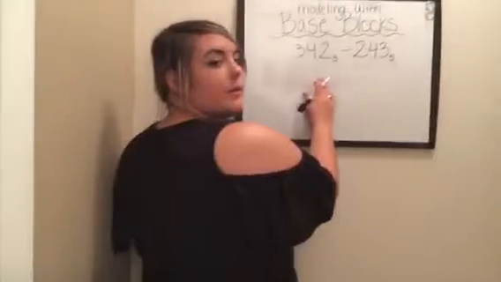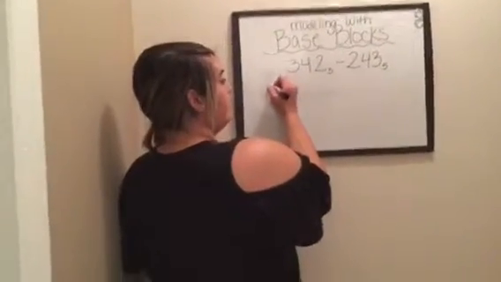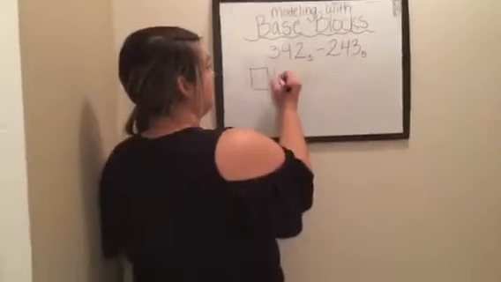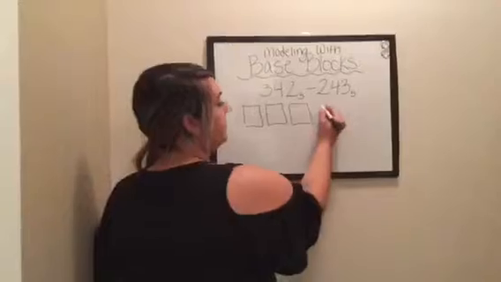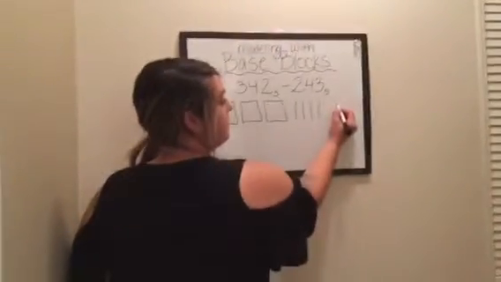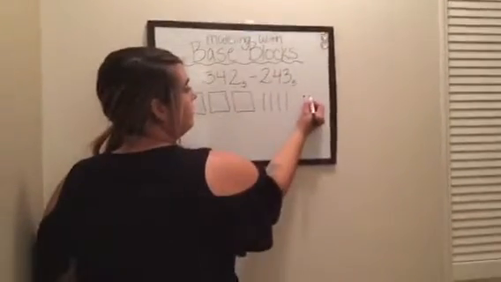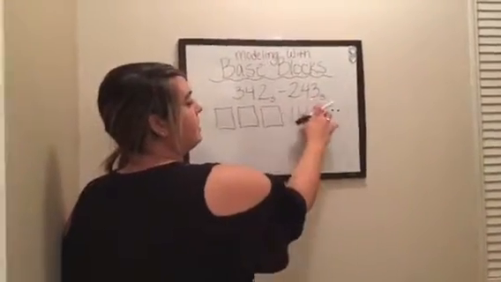In this example, we'll be subtracting two numbers with a base of 5 by using base blocks. We take the larger number and represent it with base blocks. So this means we have 3 flats, 4 rods, and 2 units. Now we're subtracting this number.